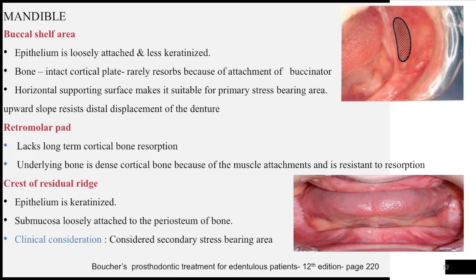The retromolar pad lacks long-term cortical bone resorption. Here, the bone responds to the tensile stimulus of growth and acquisition due to the presence of the muscles, such as the tendon of the temporalis, buccinator, and the raphe.